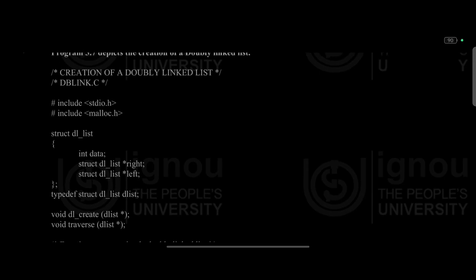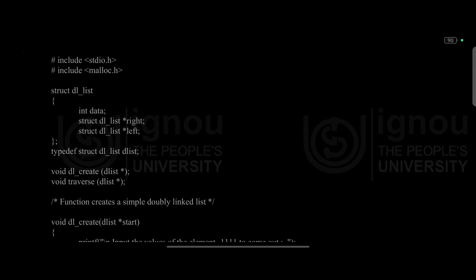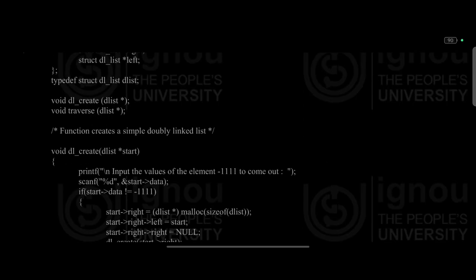Program 3.7 depicts the creation of a doubly linked list. Creation of a doubly linked list. dblink.c, #include stdio.h, #include malloc.h, struct dl_list { int data; struct dl_list star right; struct dl_list star left; }; typedef struct dl_list dlist; void dl_create(dlist star); void traverse(dlist star); function creates a simple doubly linked list.